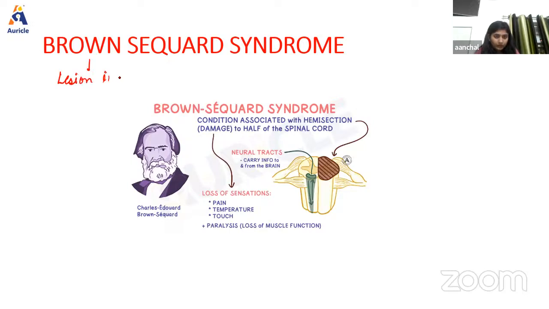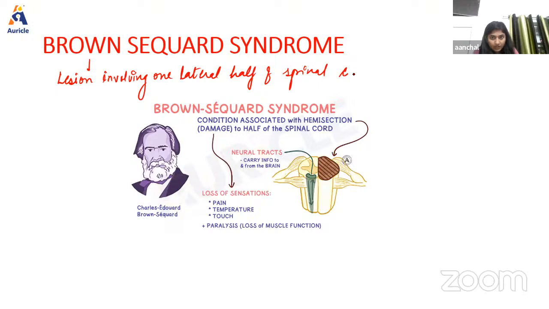involving one lateral half of spinal cord is known as hemisection. Okay, and it can occur during any type of injury, any type of accident. And also it can be produced in the experimental animals also.